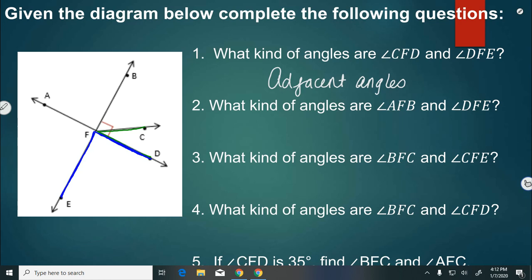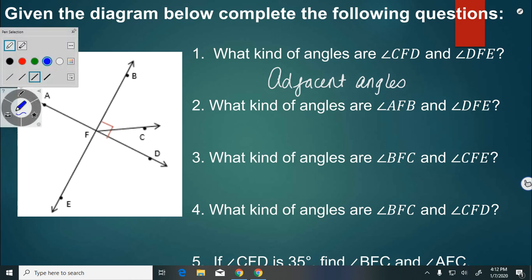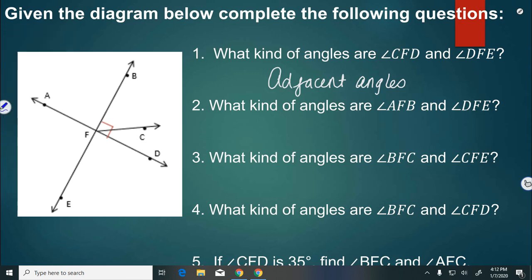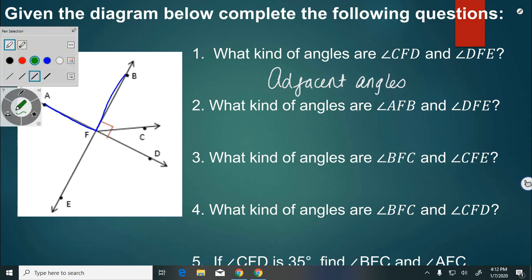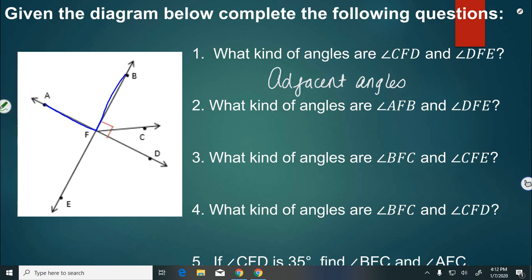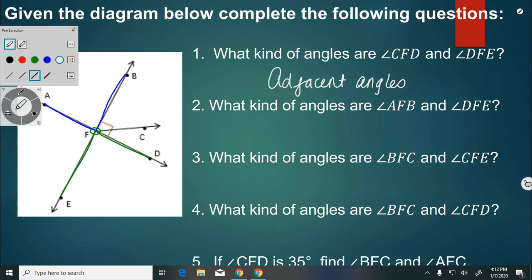Okay, what kind of angles are AFB and DFE? So now again, we have A to F to B. That's this one here. And then DFE is D to F to E, is that one there. So here we can see they share a common vertex. There are angles on opposite sides of that vertex. Therefore, they are vertical angles.